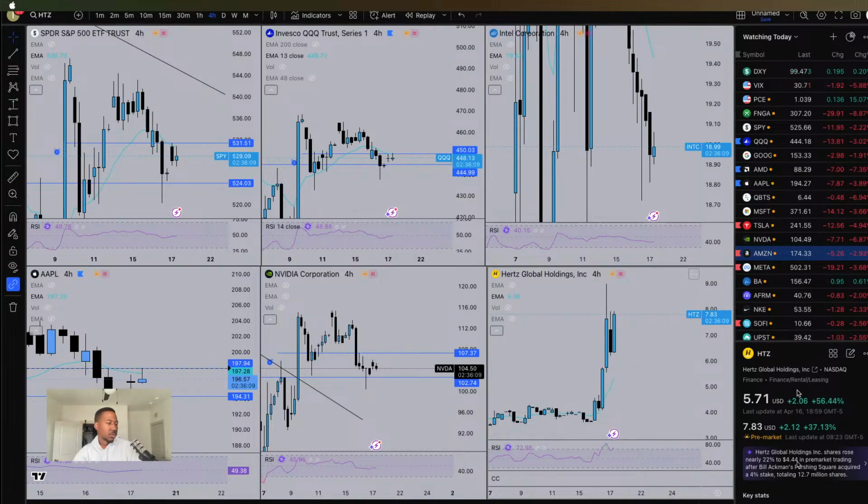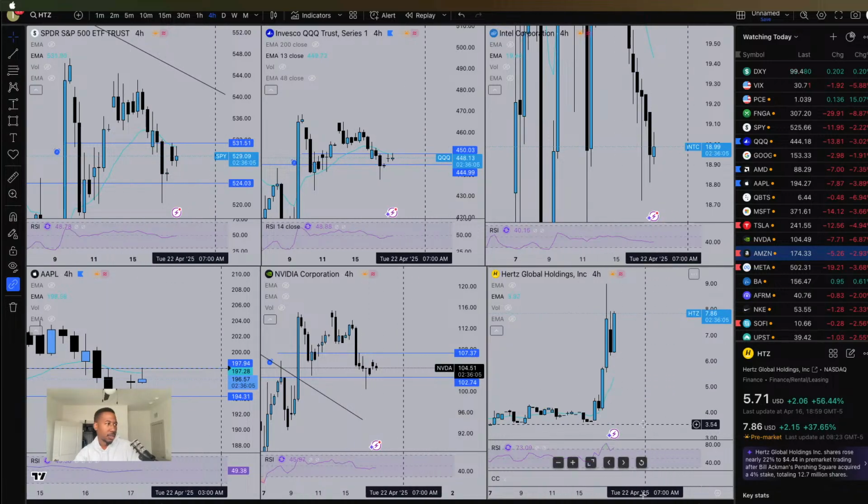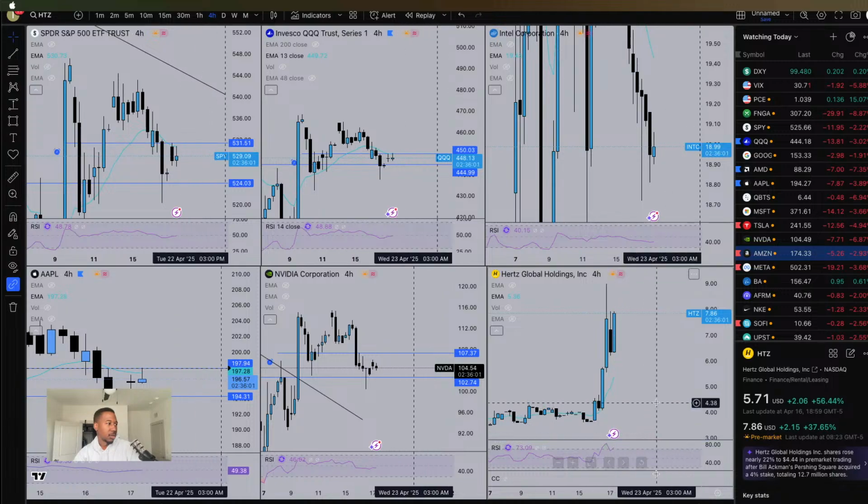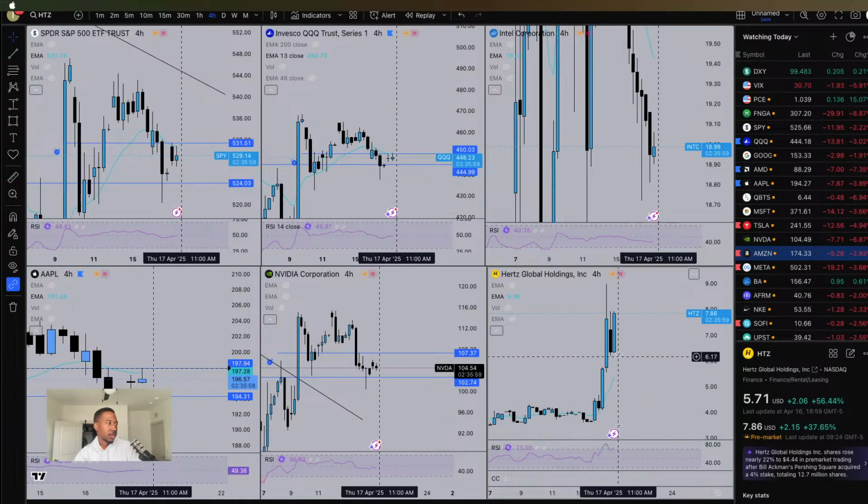So Hertz, do we have any reason why this could be doing this, other than this movement?